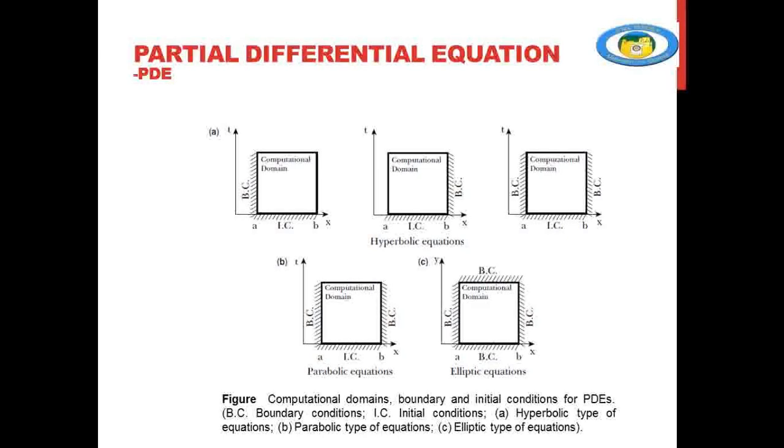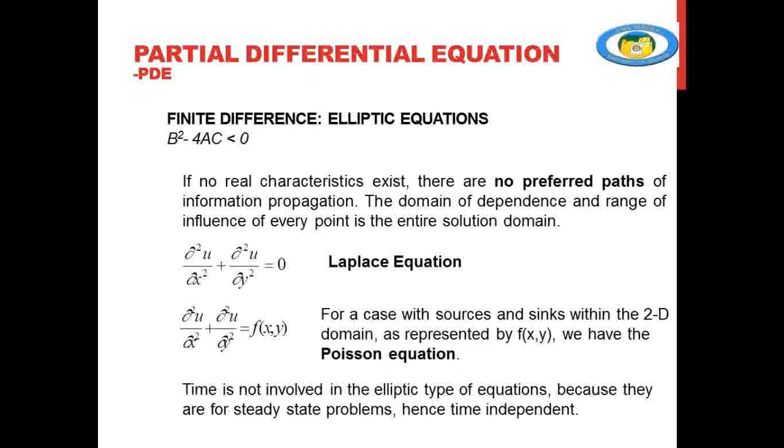Now, finite difference for elliptic equations. In case of elliptic equations, b square minus 4ac is obviously less than 0. So in solving a partial differential equation, we should always be able to identify the type of the PDE first, using b square minus 4ac. If no real characteristics exist, then there is no preferred path of information propagation here. So there is a domain of dependence and domain of influence, or zone of dependence and zone of influence, of every point in the entire solution domain here.